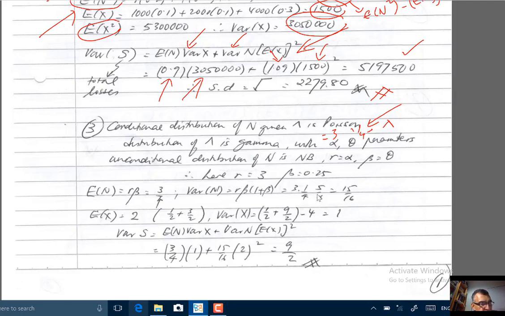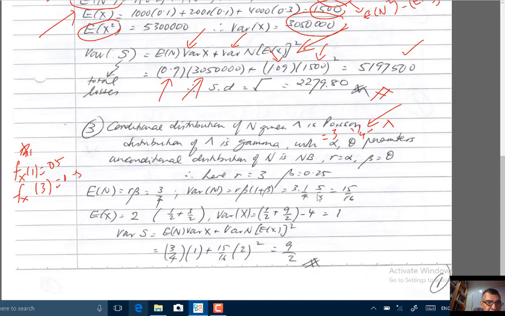x1, x2, x3 are identically distributed. They gave me, okay, x1, let me write that again, f of x1 equals 0.5, f of x3 is 0.5. These are the numbers given in the question. Good. They gave me that N, x1, x2, they're all mutually independent. Determine the variance of S. Okay, great. So, a few things.